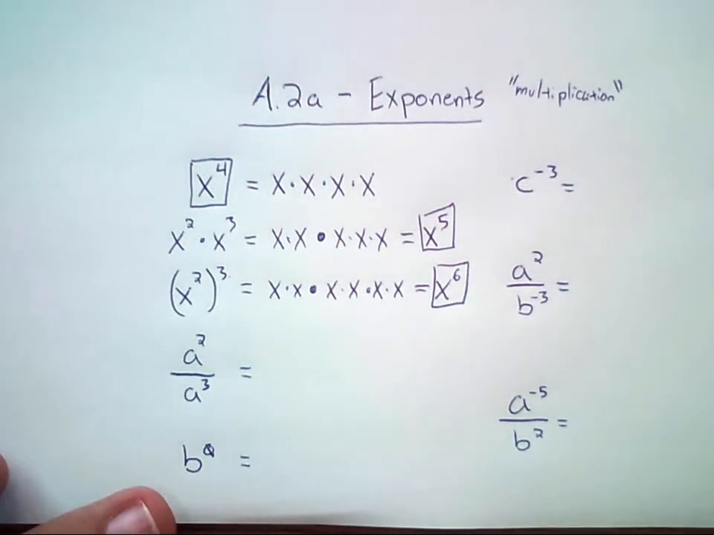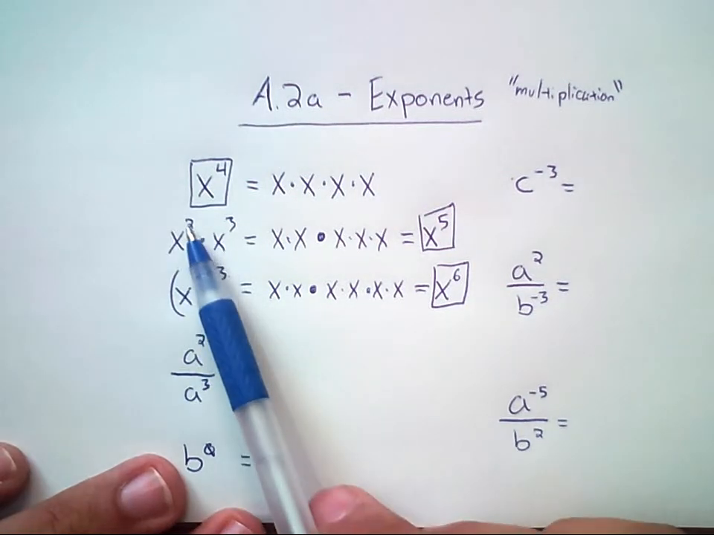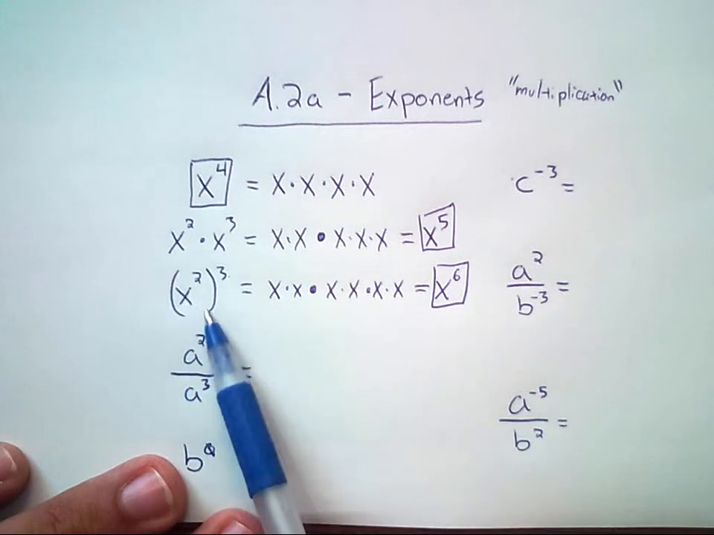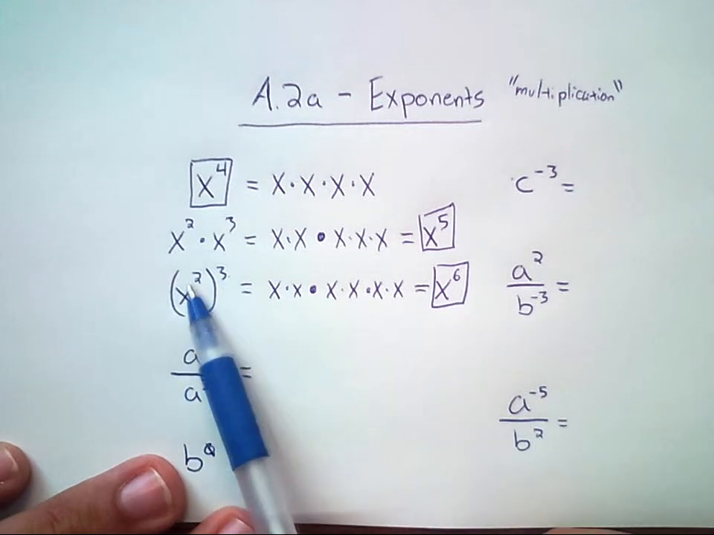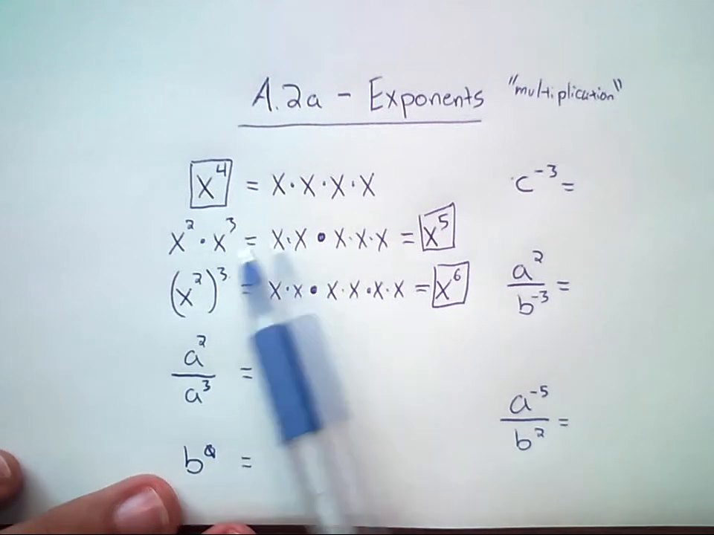Some people like to use the shortcut of whenever it's just written like this, you add the exponents, and whenever they're by parentheses, you multiply them. That can get a little dangerous, so when in doubt, just write it out.